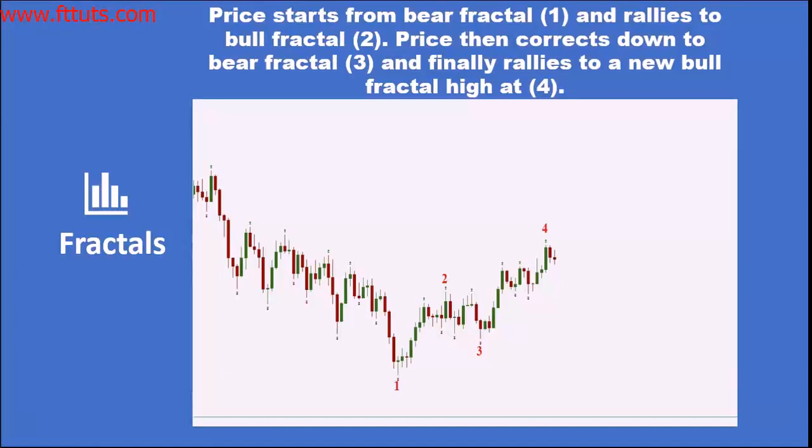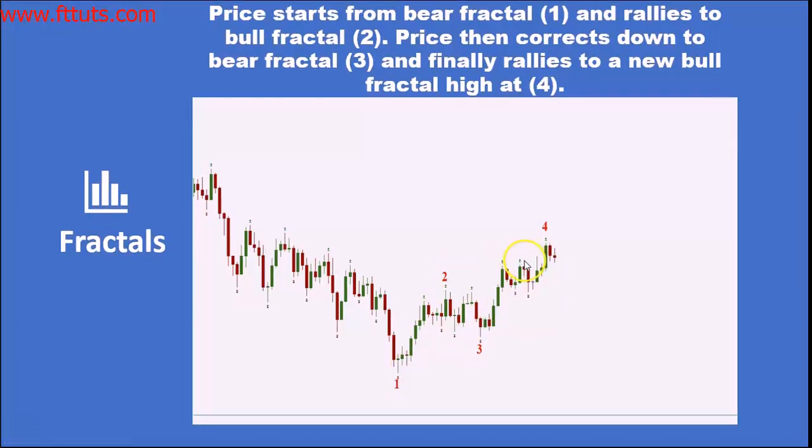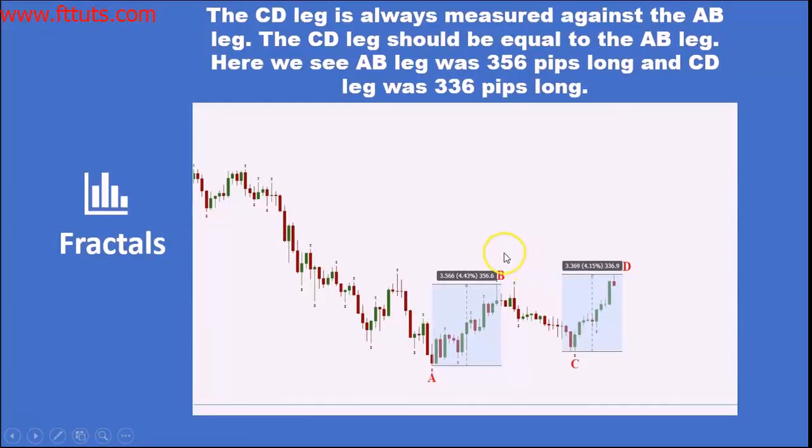So price starts from bear fractal 1, all right, and rallies to bull fractal 2. Price then corrects down to bear fractal 3, and then finally rallies to a new bull fractal high at 4. So you have 1, 2, 3, 4. That's a measured move, A, B, C, D. So it shows here A, B, C, D.